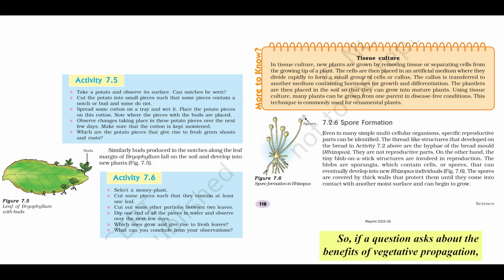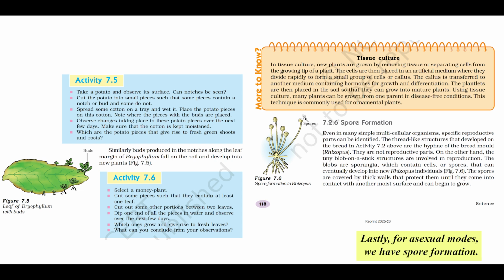So if a question asks about the benefits of vegetative propagation, these points about faster growth, seedless plants, and genetic similarity are key, right? Confirmed. Those are indeed the critical advantages most often asked about in exams. Faster growth, seedless propagation, and genetic uniformity. Make sure you can explain each. Perfect. What's the last asexual mode?